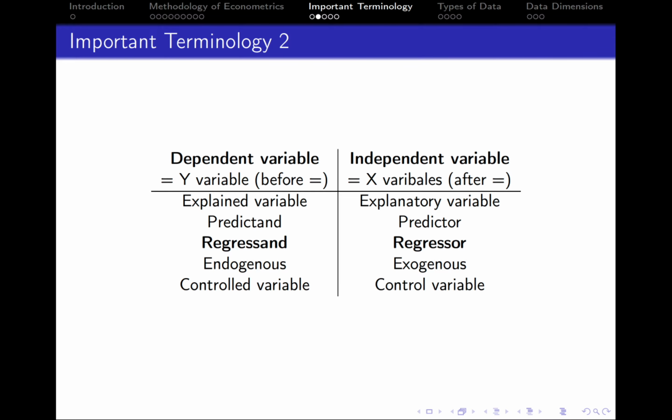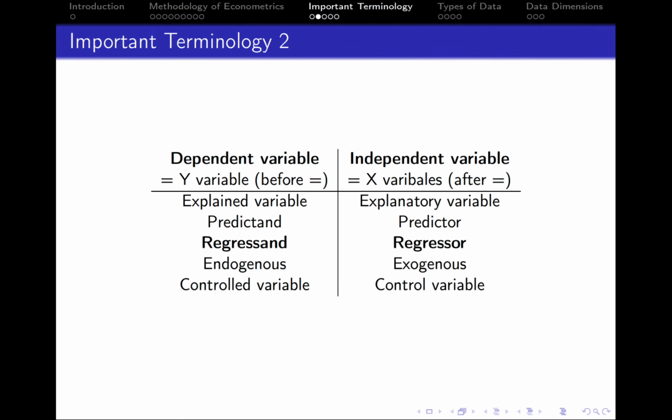They have some synonyms. For example, instead of saying a dependent variable, we can say that it is explained variable, or predictant, or regressant, endogenous, or controlled variable. I think some of you might still remember the term endogenous. We use it during economic analysis. So this is the variable that is estimated within the model. In other words, it is the variable that is explained by the model.